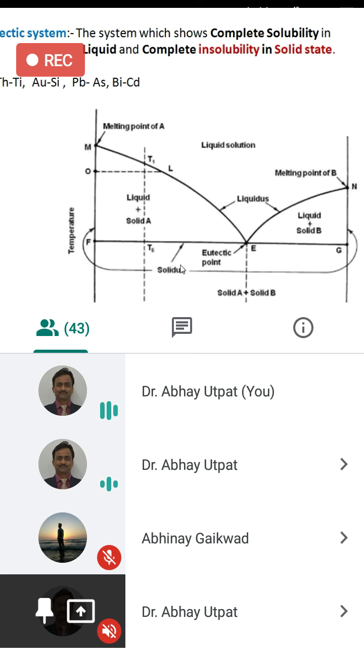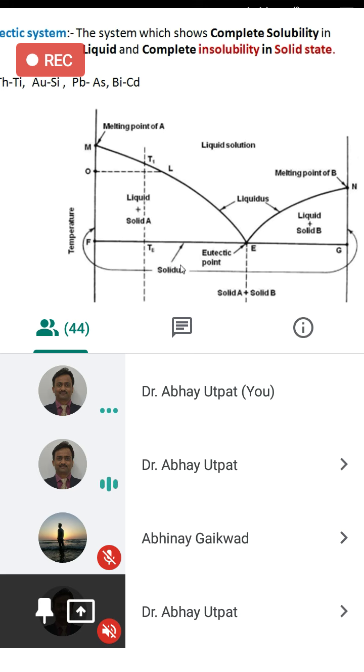Now see your notebook, what definition you have written for isomorphous system. Both elements soluble in each other 100%. Now this is the system in which, if you consider elements A and B, they are 100% soluble in liquid state. So B gets completely dissolved into A as long as they are in liquid state.